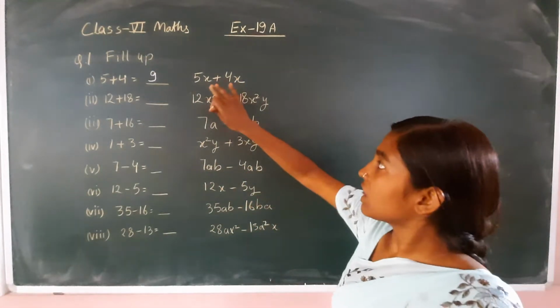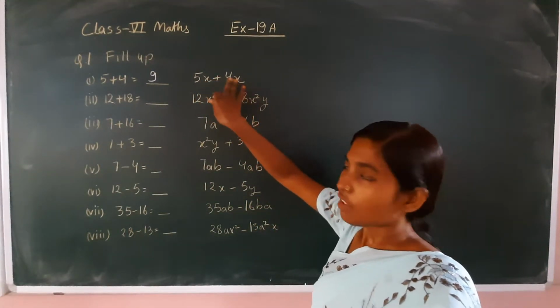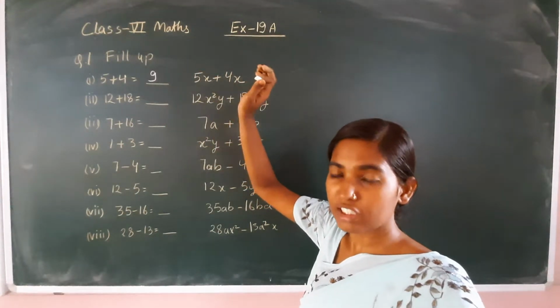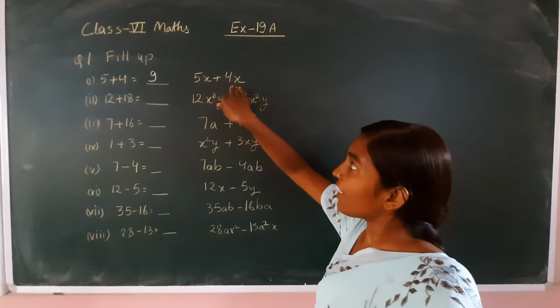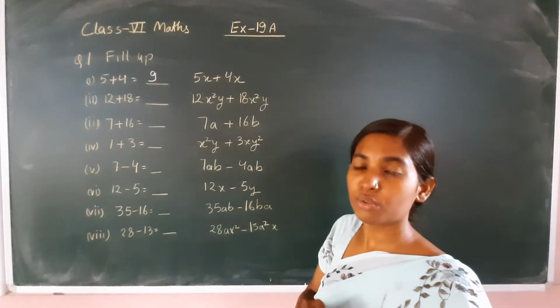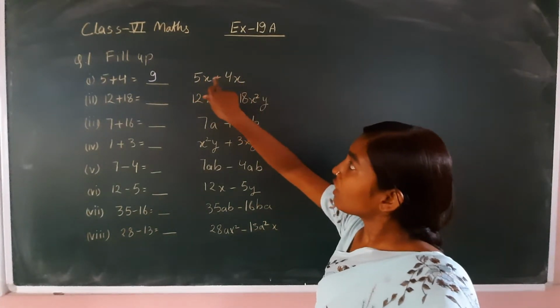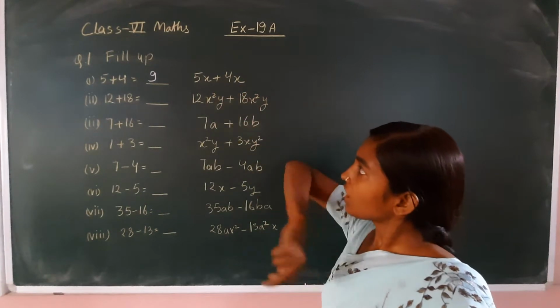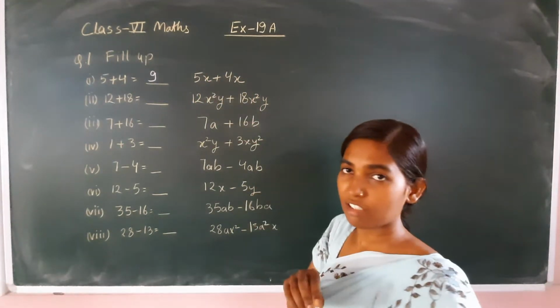But what about this? If it is given to you that 5x plus 4x, the question that first arises in your mind is, will they get added up or not? So you have to find the answer to this question first, whether they are like terms or not. Here is x, here is also x, yes, they are like terms.